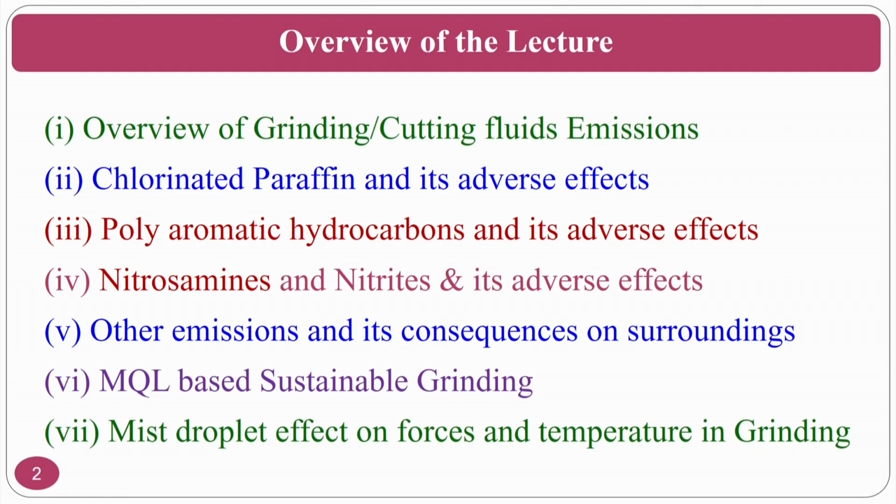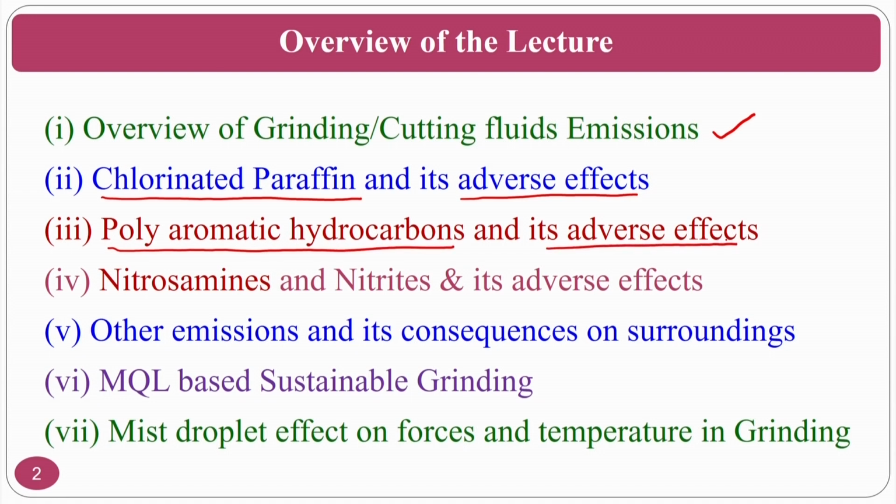So, the overview of this lecture: an overview of grinding and cutting fluid emissions, what the emissions are and their possible consequences. Some of the important chemicals or emissions are chlorinated paraffins and their adverse effects. The other one is polyaromatic hydrocarbons and their adverse effects. The third one is nitrosamines and nitrites and their adverse effects, and the other emissions and their consequences on the system as well as the surroundings.